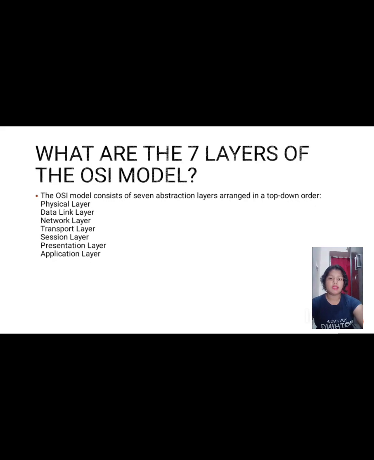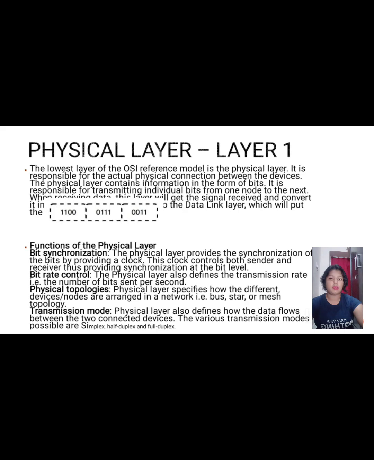What are the seven layers of the OSI model? The OSI model consists of seven abstraction layers arranged in a top-down order: first, physical layer, data link layer, network layer, transport layer, session layer, presentation layer, and lastly, application layer. Next, let's discuss the layers one by one.